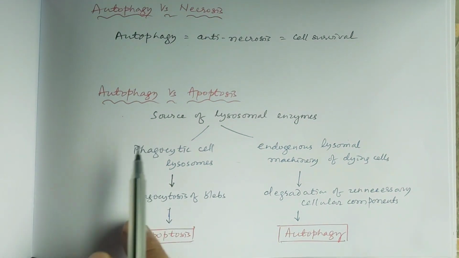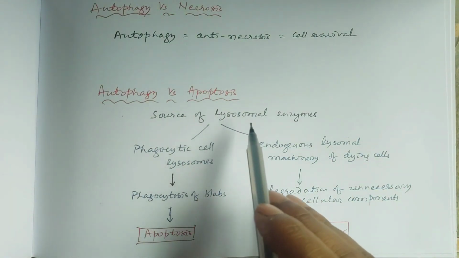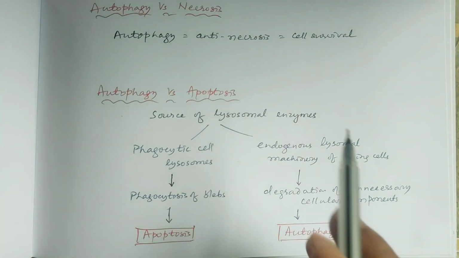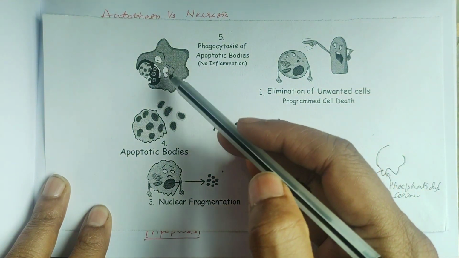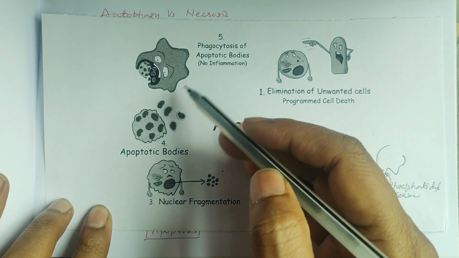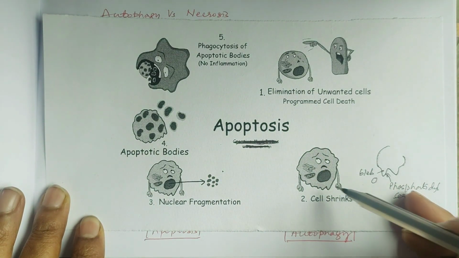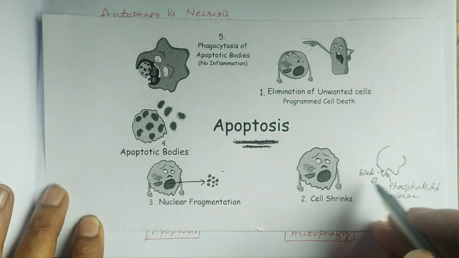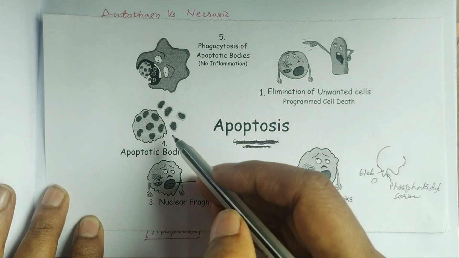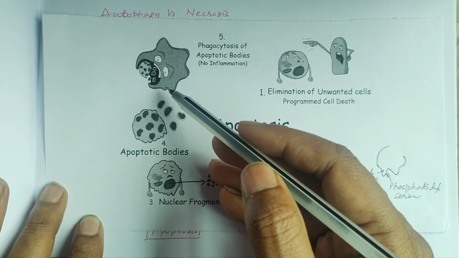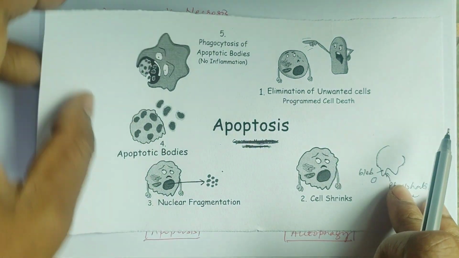And what is the difference between autophagy and apoptosis? The difference is mainly the source of lysosomal enzymes. In apoptosis, what happens? This is apoptosis where cell shrinkage occurs and the formation of blebs occurs, and these blebs express phosphatidylserine on their surface, which will attract the macrophages for phagocytosis, and they are phagocytosed by the lysosomal enzymes.